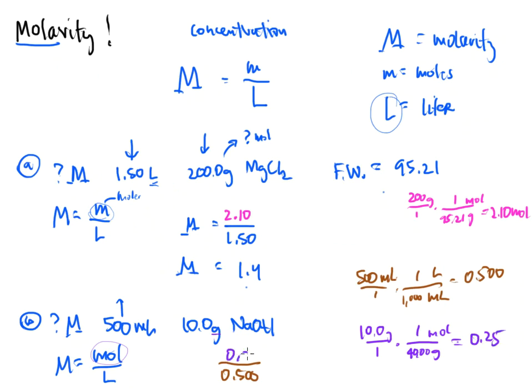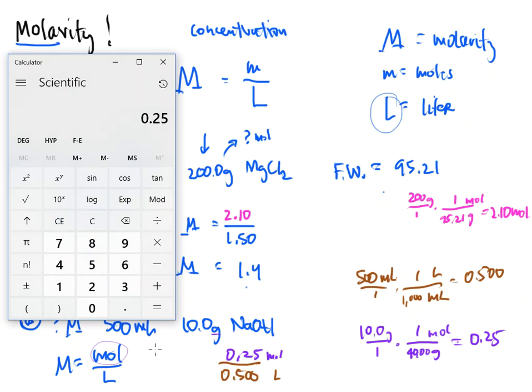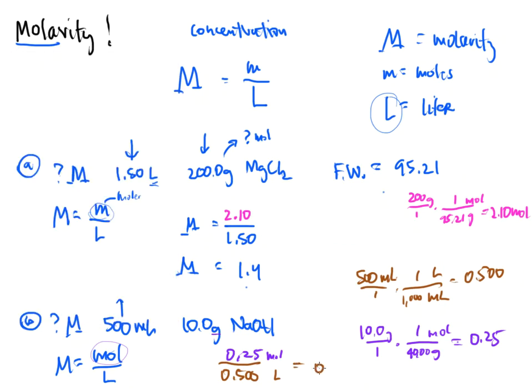So 0.25 moles, and I've got 0.5 liter on the bottom. I've got all the pieces that I need to solve for molarity now. So I'll take 0.25 divided by 0.5, and I hit enter, and I'm going to get 0.5 as an answer. So 0.5 molarity. That is how strong that sample is.